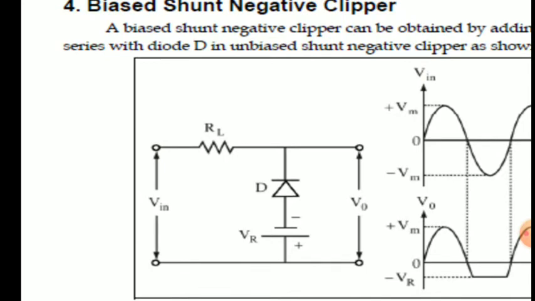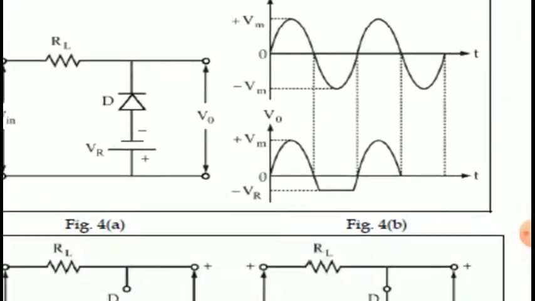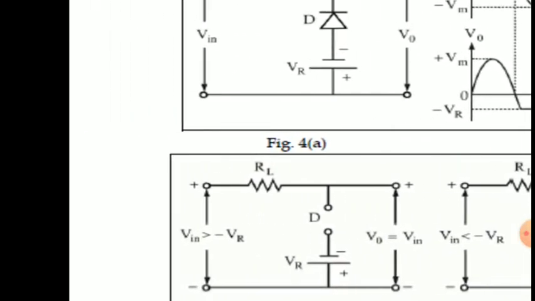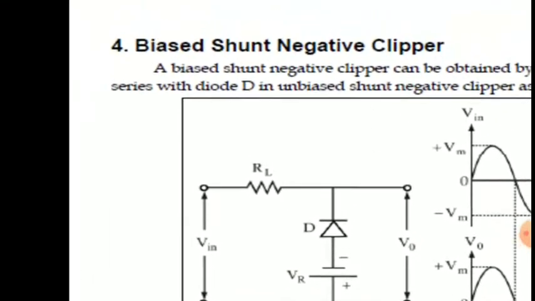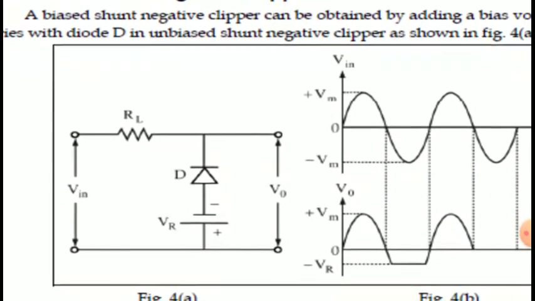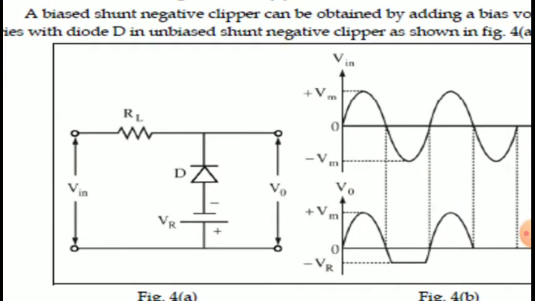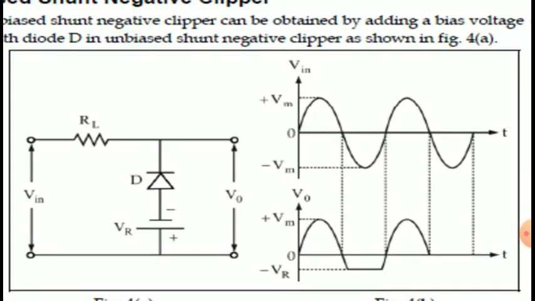Now, two conditions: V input less than minus VR, and V input greater than minus VR. First we see V input greater than minus VR. Greater than minus VR is the entire positive half cycle and some portion of the negative half cycle. Here we didn't draw the dotted line in the negative half cycle, but you must draw the dotted line at minus VR below the time axis, and it should be less than V max.